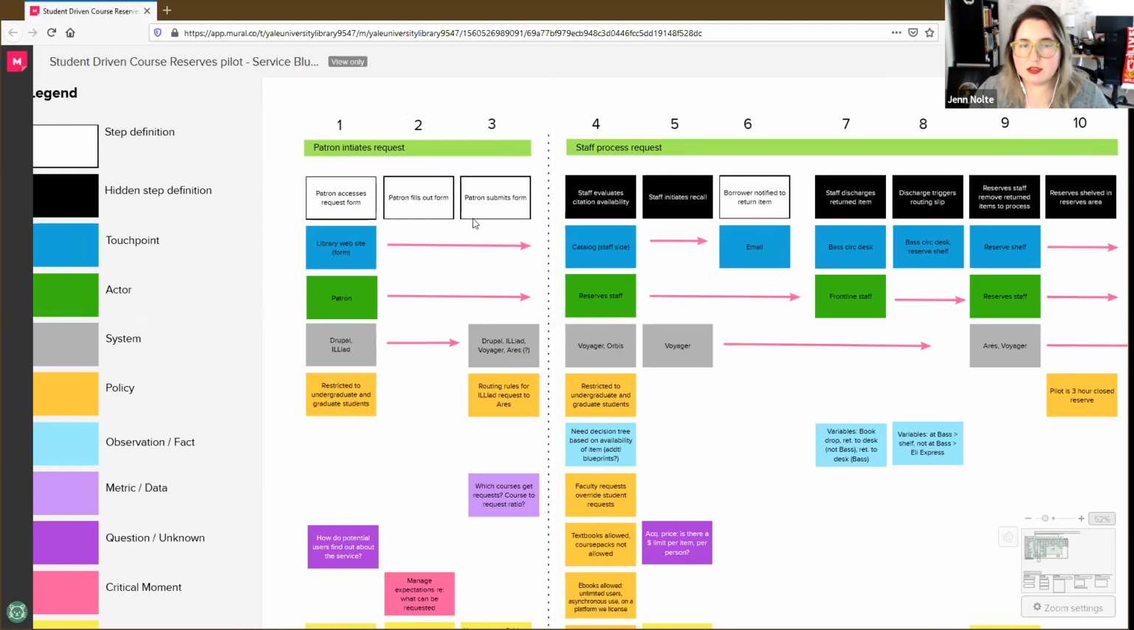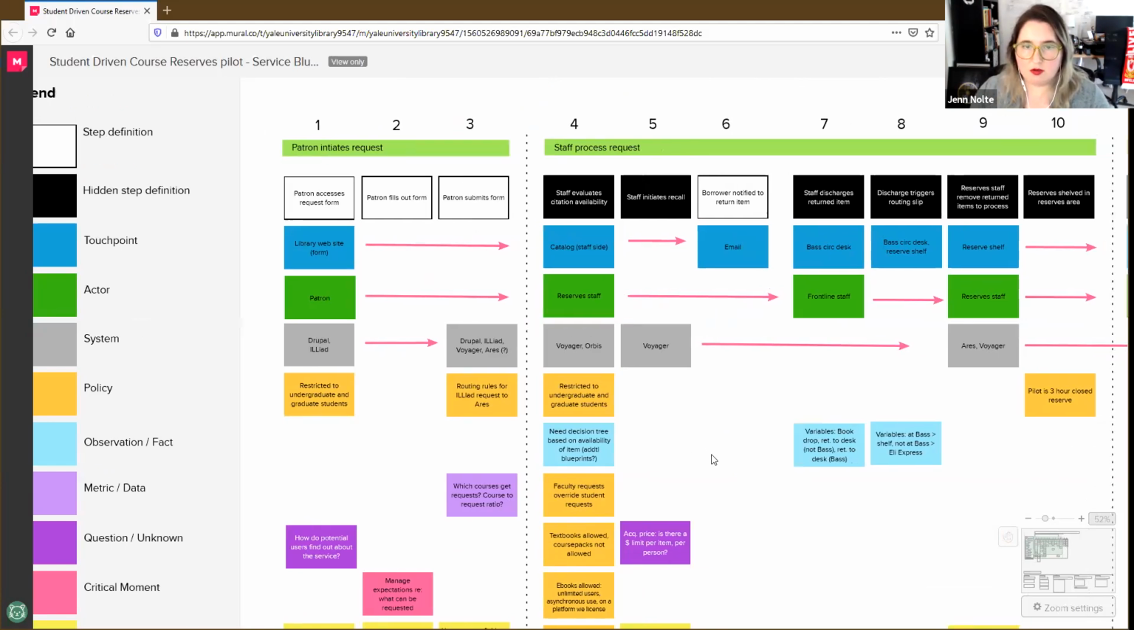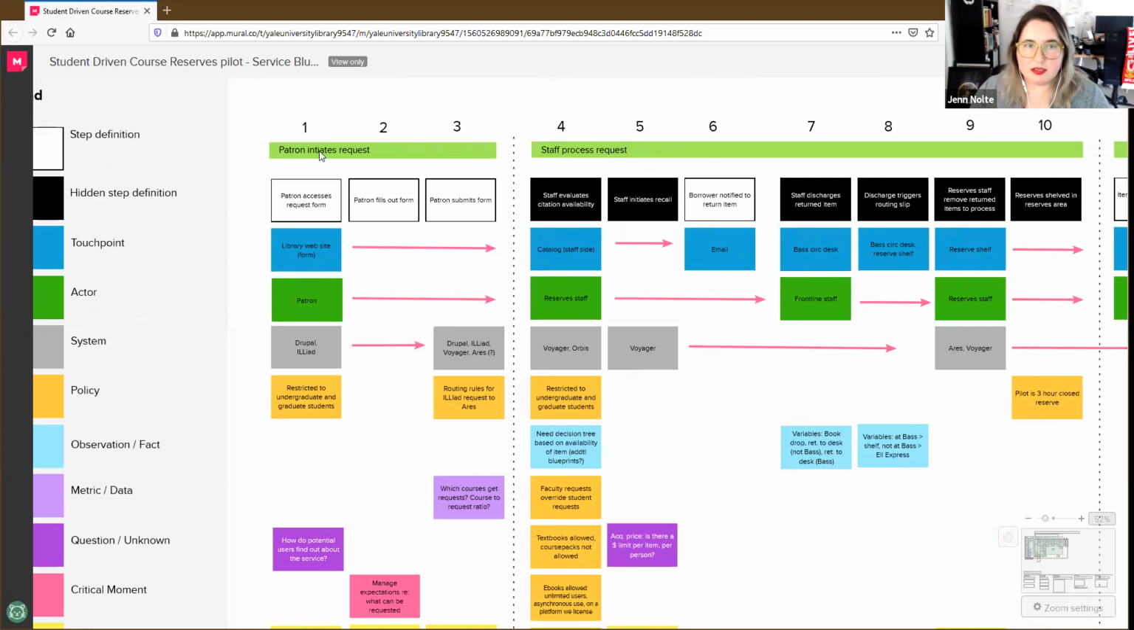So let's go through the steps here really quickly. We have this first phase where the patron is initiating the request. All of the steps here are white, meaning that they are the steps that the patron is undertaking and can see. So the patron goes to the purchase request form, they fill out the form, and they submit the form, 1, 2, 3. And the touch point there is the library website in the form of a form. And the actor there is the patron. That's it. That's the only person involved.